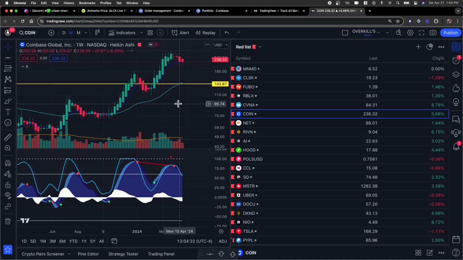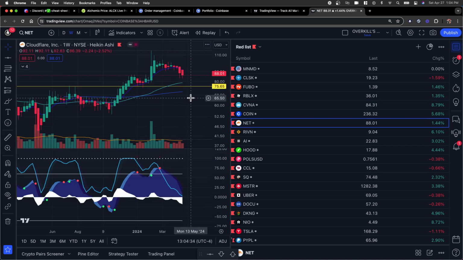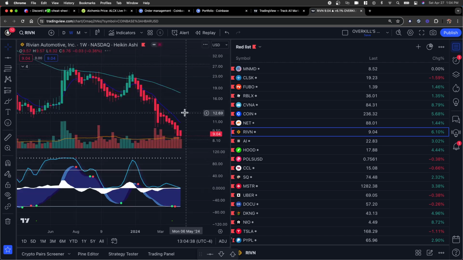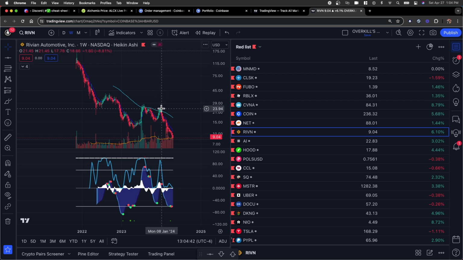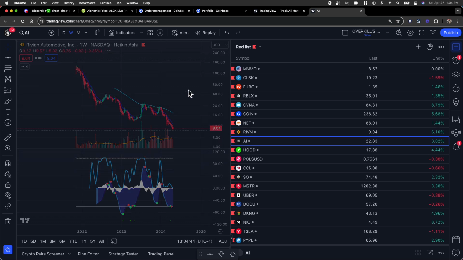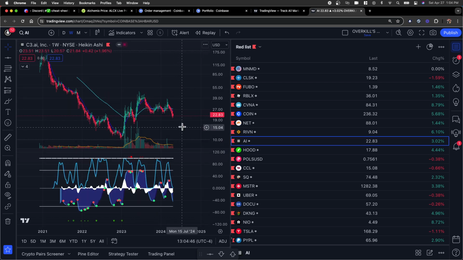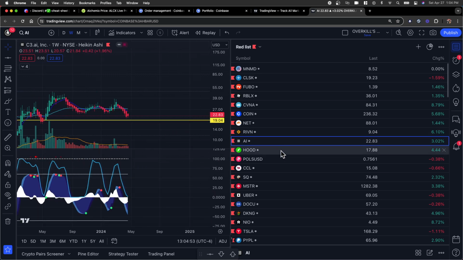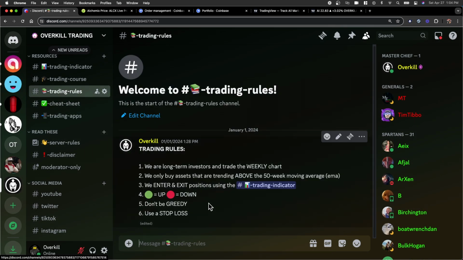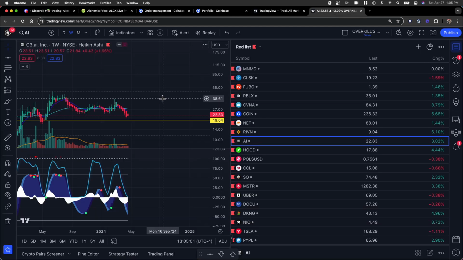Roadblocks breaking down there. Nothing. Nobody's home. Stochastics on the floor here on Net. I'm just not sold on that one. Rivian just getting rocked. Holy smokes, dude. I wouldn't touch that with a 10-foot pole. AI coming down there. I like AI around 19, but oof. Wow. Okay, below the 50. Again, our rule over here on the trading rules, guys, we only buy assets that are trending above the 50 week. So where is AI right now?